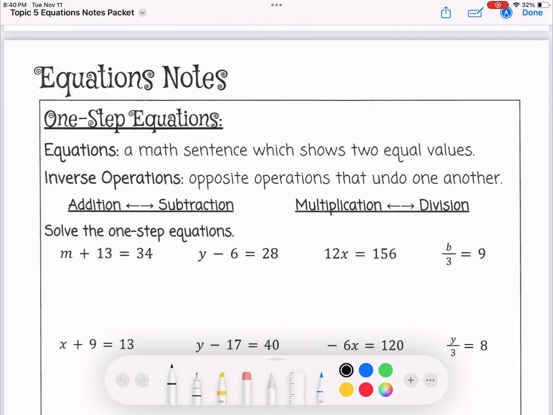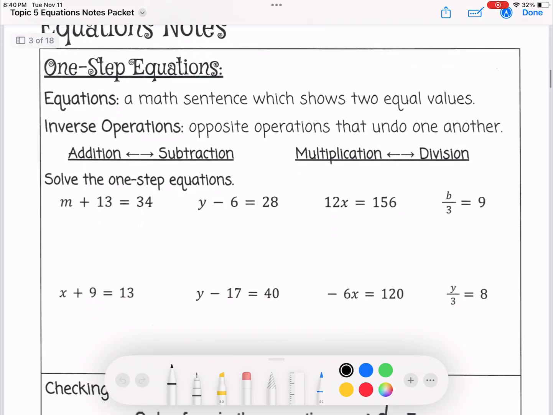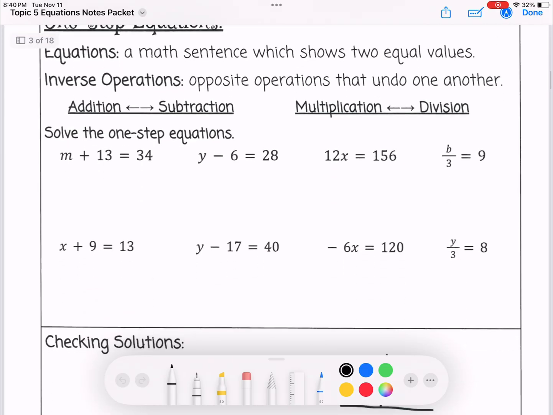When we solve equations, we have to use inverse operations. So reminder, the inverse of addition is subtraction, and the inverse of subtraction is addition. And then the same with multiplication. So the inverse of multiplication is division, and the inverse of division is multiplication. When we solve one-step equations, our goal is to always get the variable isolated by itself on one side.